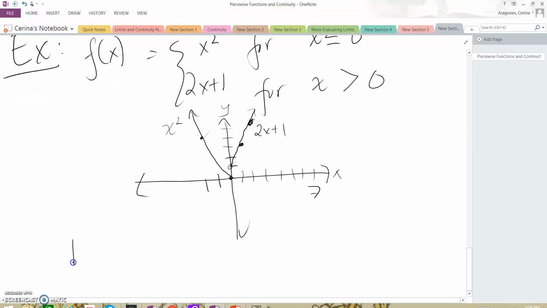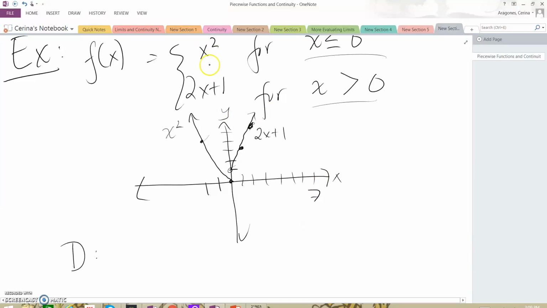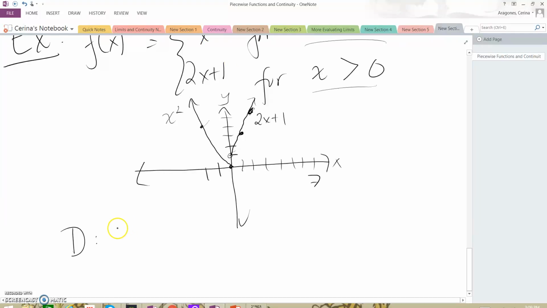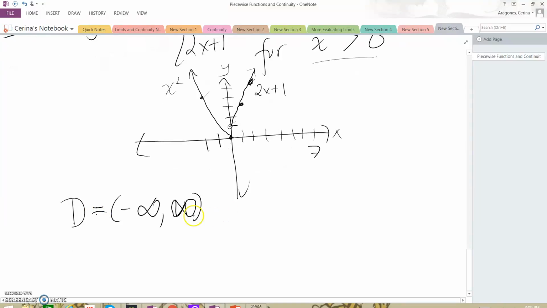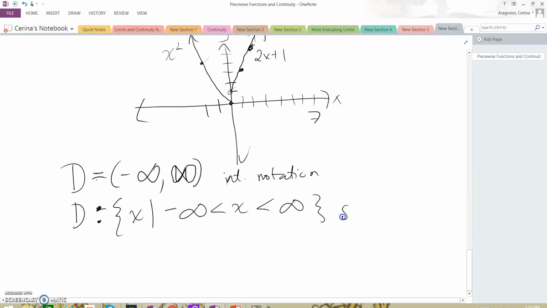Now, if we look at the domain of this, all our possible inputs are all numbers. We can put in any number and we would get a value. It wouldn't make it undefined or imaginary. So our domain is from negative infinity to infinity. You can write it in interval notation. Or our domain is all the x's such that x is between negative infinity and positive infinity. Okay, this is the set notation.